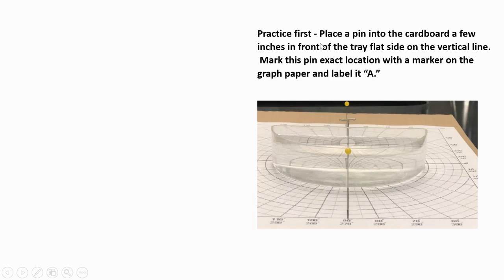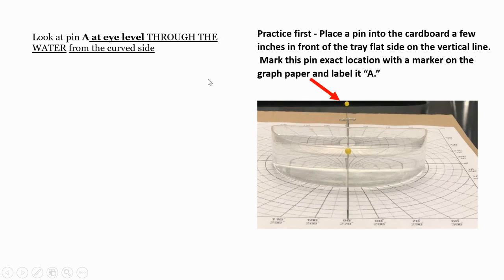So we are going to practice first. So our first example, you are going to practice, and then you are going to proceed with the other steps based on the first one. The way that you are going to set up is very critical. So let's practice first. Place a pin into the cardboard a few inches in front of the tray on the flat side, right on the vertical line on this grid paper. You are going to mark the pin location as letter A.